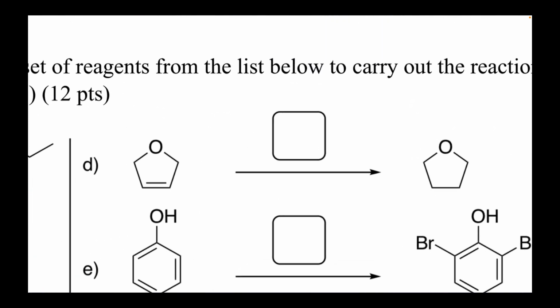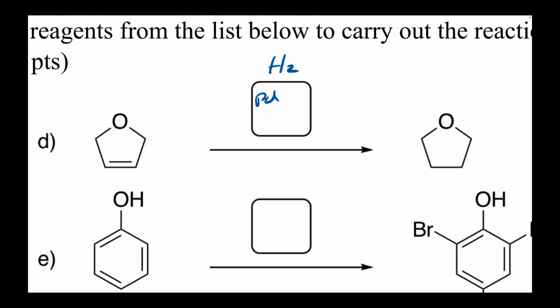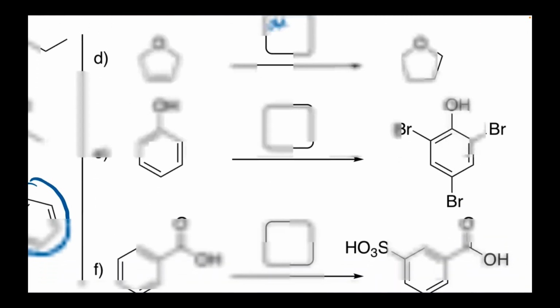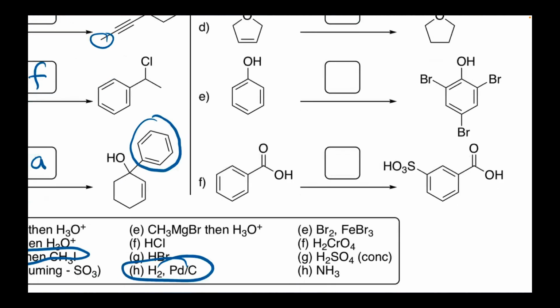All right, so in this reaction, what's happening in this case? We have a double bond. We are doing a reduction. So we're adding hydrogen to the double bond. And we do that with hydrogen gas and a metal catalyst, palladium typically. Is that what I have? Yes, hydrogen with palladium on carbon. Hydrogenation of a double bond. That would be H here.